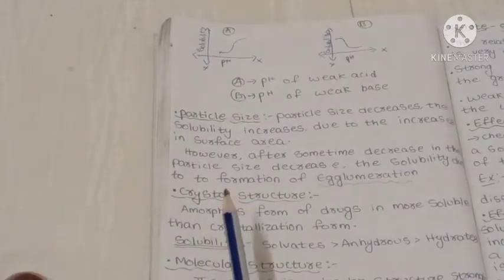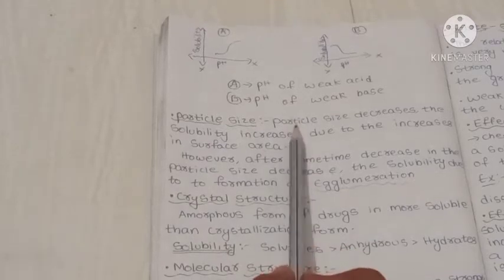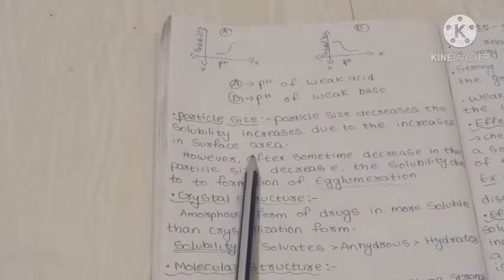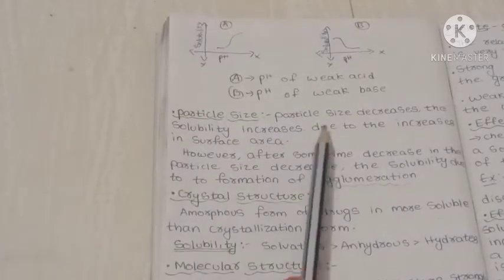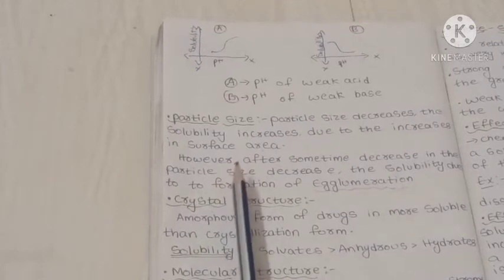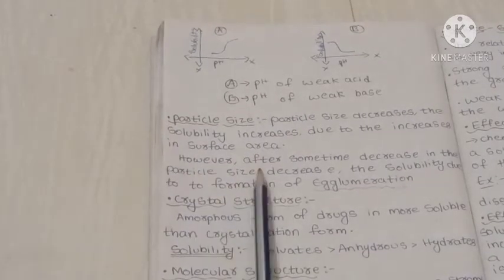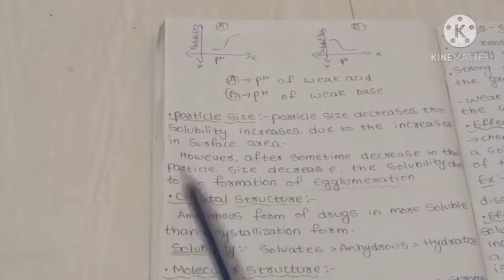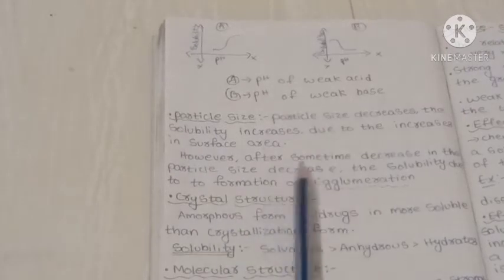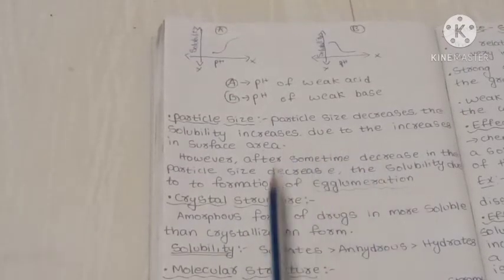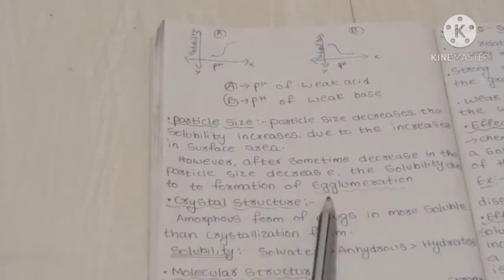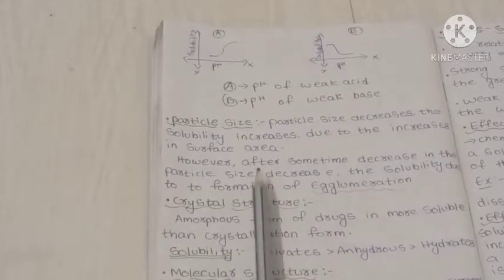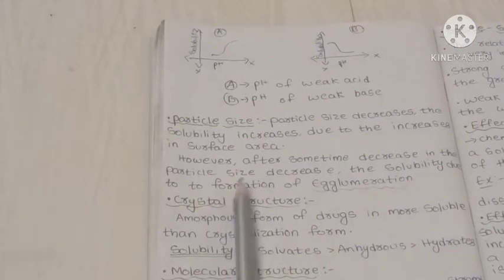The next factor is particle size. As particle size decreases, the solubility increases because of the increase in surface area. Since the surface area increases, solubility of a particular drug will increase automatically. However, after a certain limit, if you decrease the particle size, it may decrease the solubility because of the formation of agglomeration. Due to agglomeration, solubility of very small particles is affected.